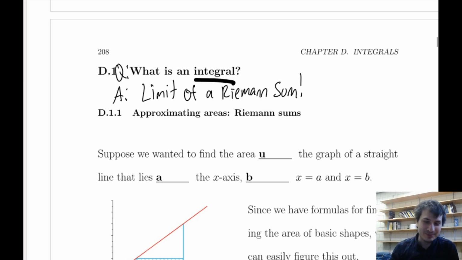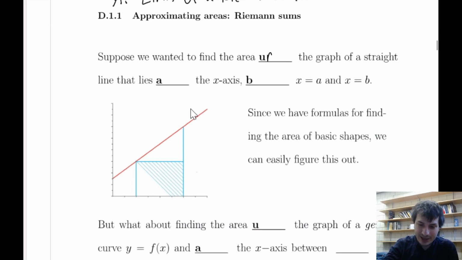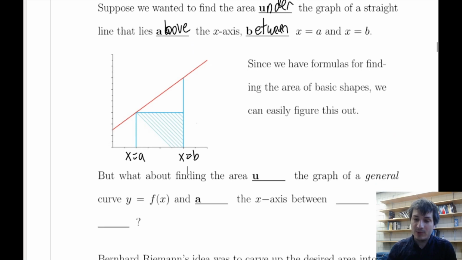Okay, what is a Riemann sum? That's what this section is on. Approximating areas, Riemann sums. Suppose we wanted to find the area under the graph of a straight line that lies above the x-axis and between 2 points, x equals a and x equals b. So here's a little graph like that. We want to find the area between them. If it's a straight line, we can do it because we have formulas for finding the areas of basic shapes. So if it's a straight line, that's a trapezoid. You can look up the area formula for a trapezoid. It's some simple thing like a rectangle, no problem.